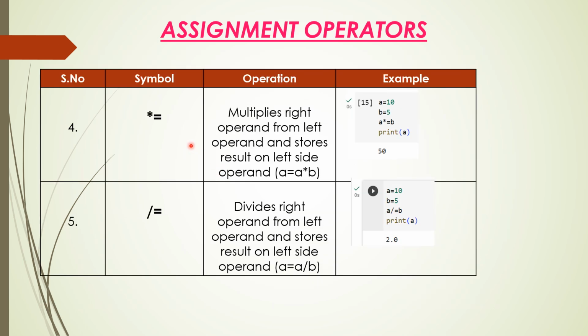And the next one is multiplication. So here it is a equal to a into b. You can replace it by this symbol or operator, which gives the final answer as 50. Same way for the division, if you write a slash equal to b, it can be written as a equal to a slash b, or a divided by b. Then it is 10 by 5 equal to a, which is equal to 2.